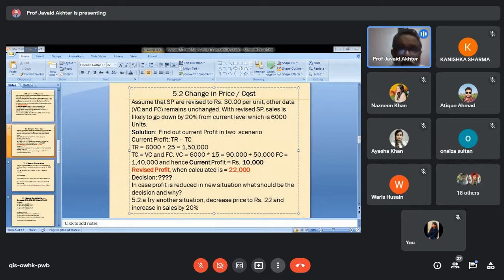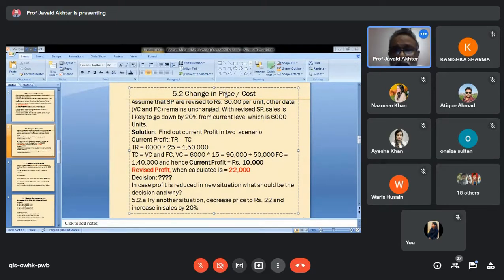Like, should the firm change the price or not? Should the firm increase the price or not? What will be the implication of increasing the price? What will be the implication of decreasing the price? So decisions like this can be taken with the help of break-even analysis. I have illustrated here just one use.